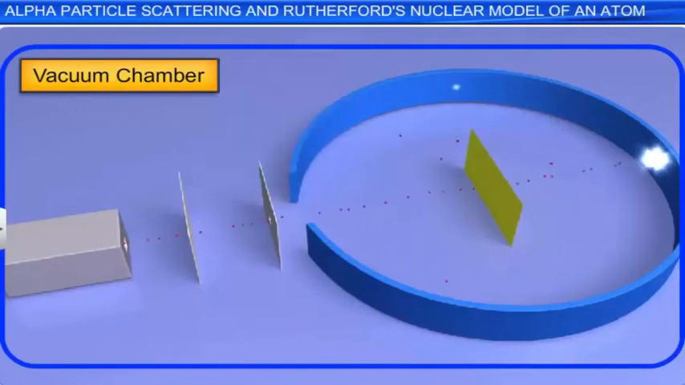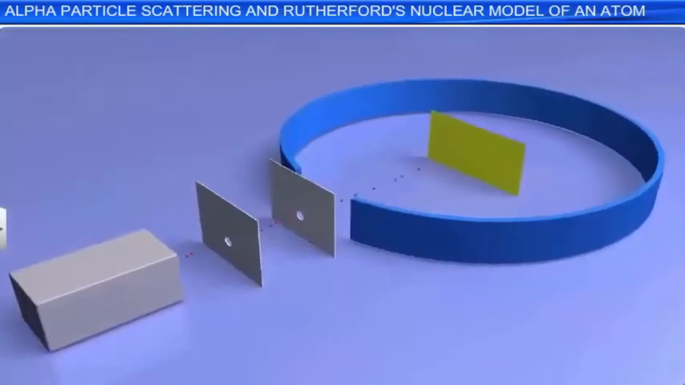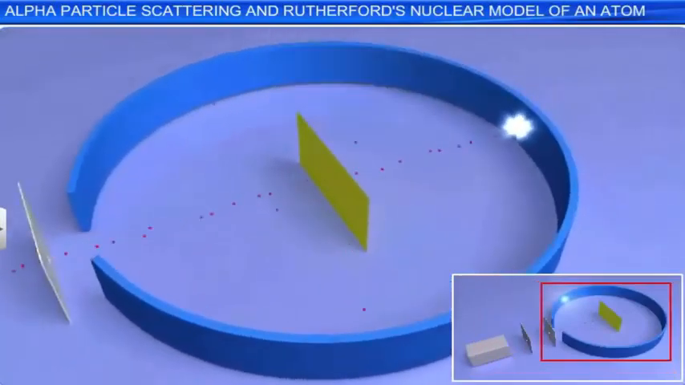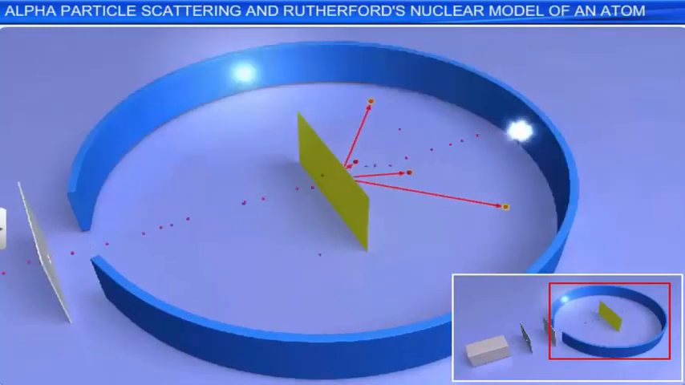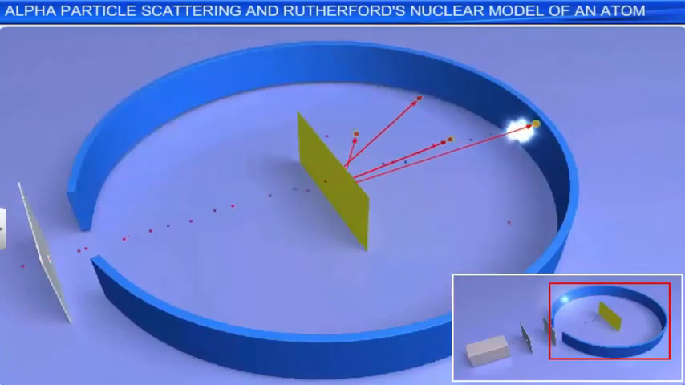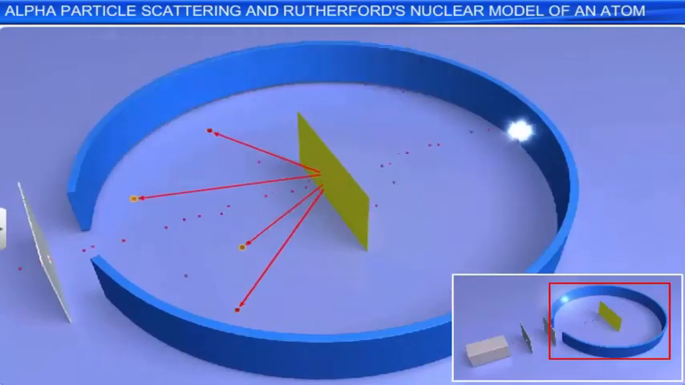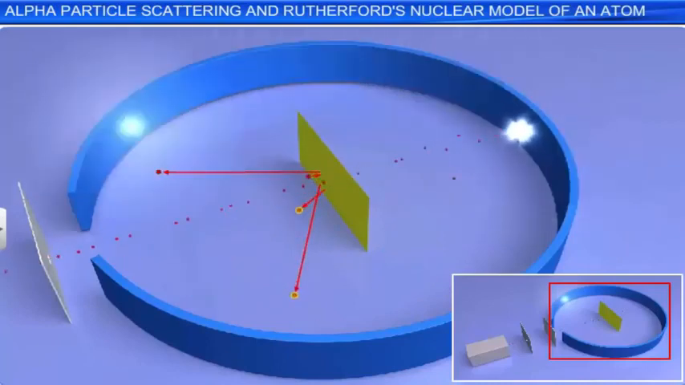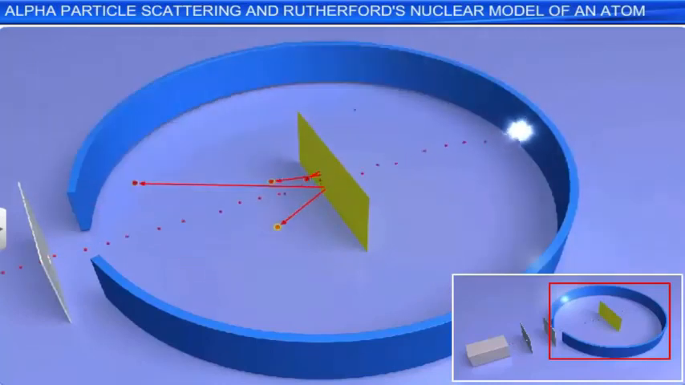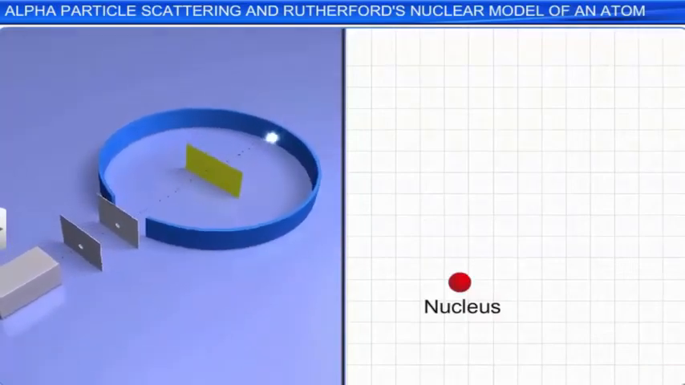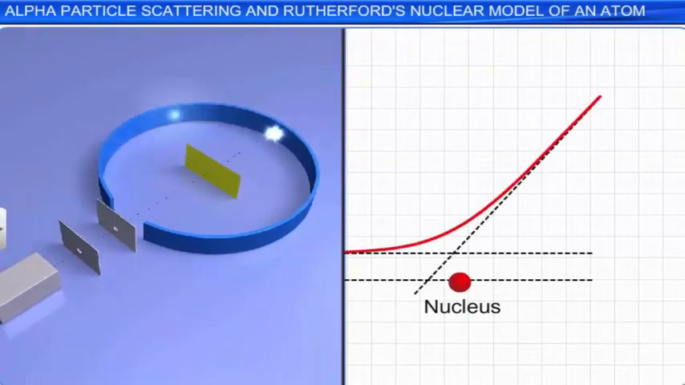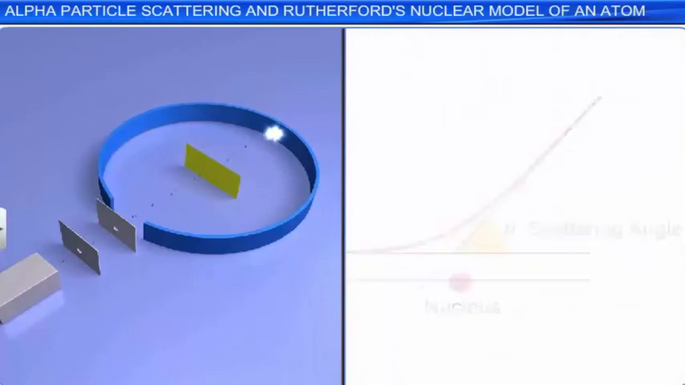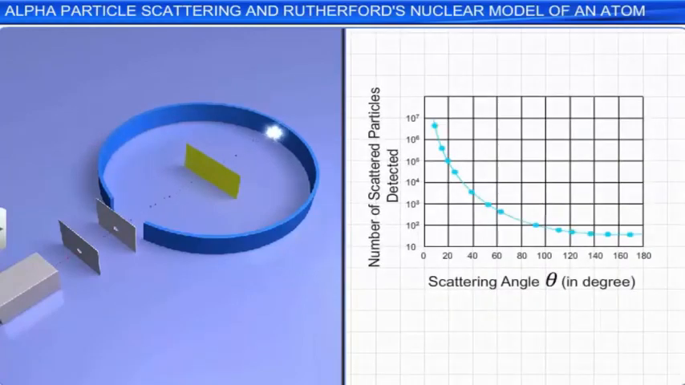It was observed experimentally that most of the particles passed straight through the gold foil without any deviation in their path. A few of them suffered minor deviations, and very few of them suffered large deviations. These deviated particles were studied as a function of the angle of scattering. Angle of scattering is defined as the angle between the path of incident particle on the gold foil and the path of the scattered particle away from the gold foil. A graph was plotted between the number of scattered particles detected on the y-axis and the scattering angle on the x-axis.